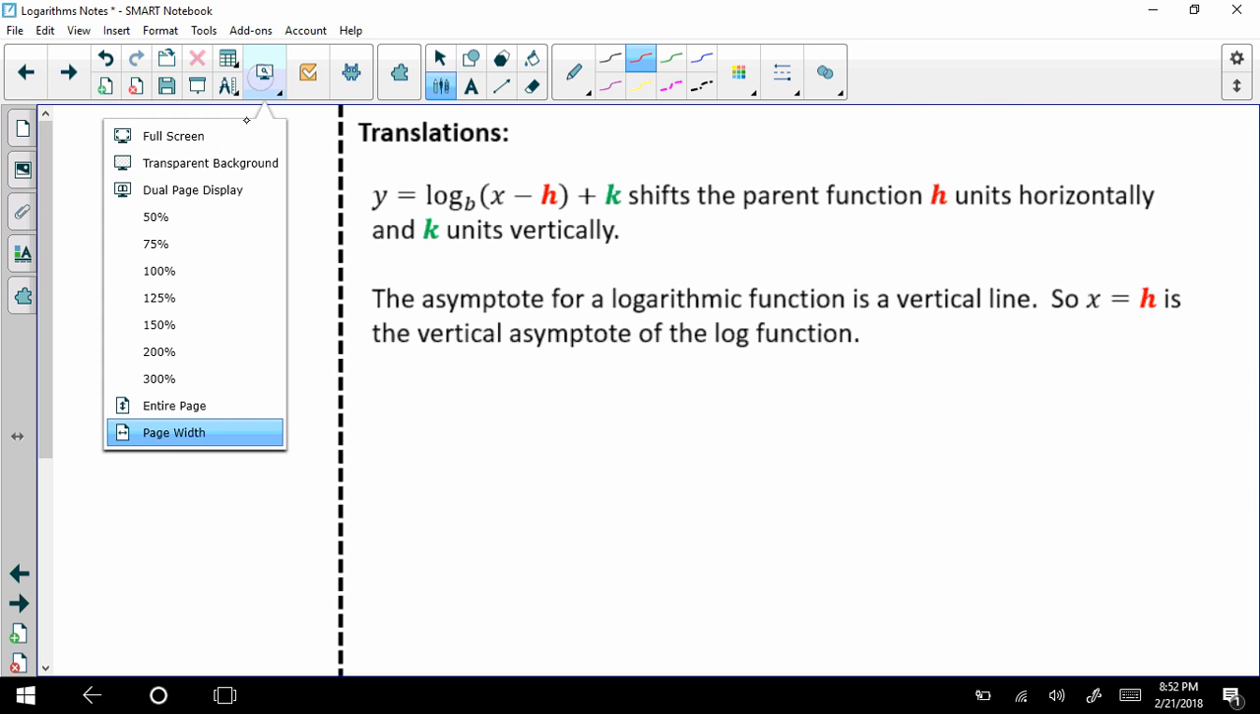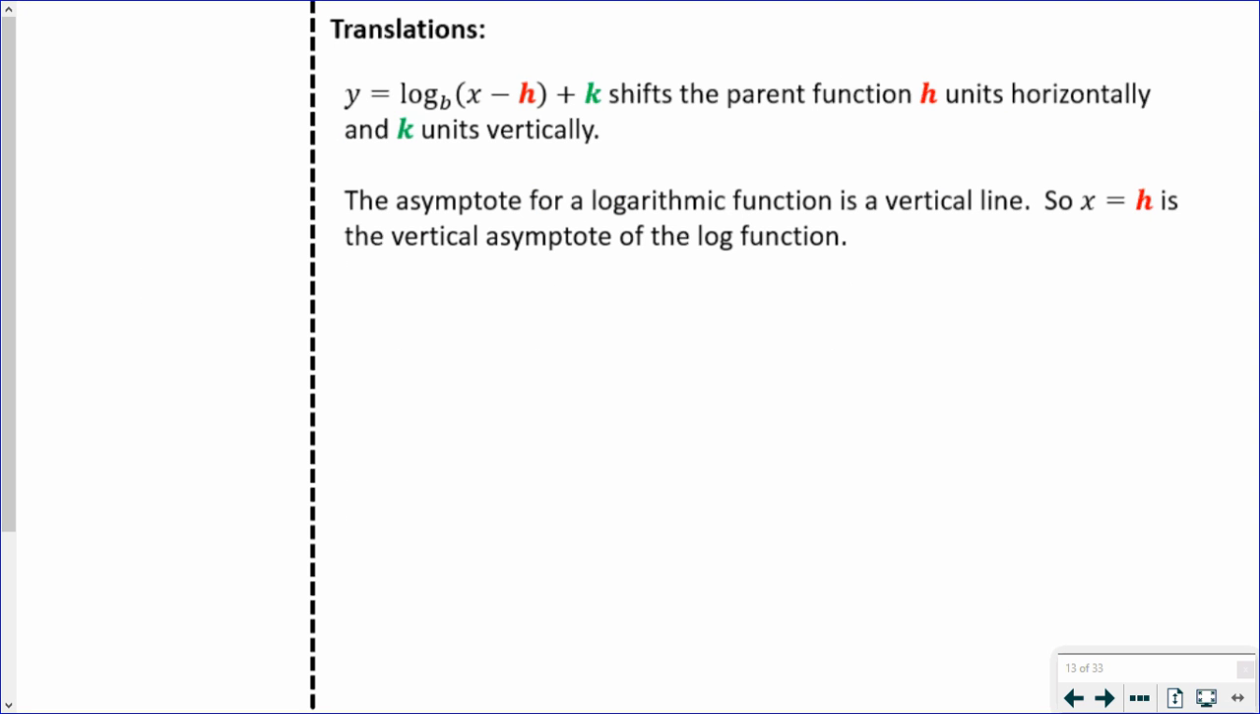All right, now we do also have translations when it comes to log functions. I won't give you anything where you have an a value in front, so you just have to deal with the h and the k on how it shifts. So h, if it's inside with the x, remember it's opposite of what it looks like, and it goes right or left. And this k value goes up or down, and you keep the sign. Okay, so if it's minus h, you actually go to the right h. If it's plus h, then you actually go to the left.